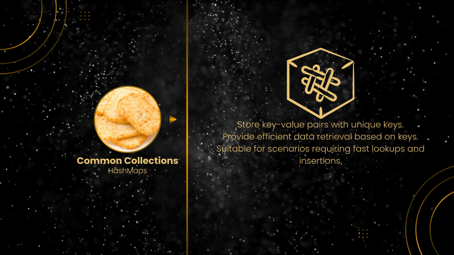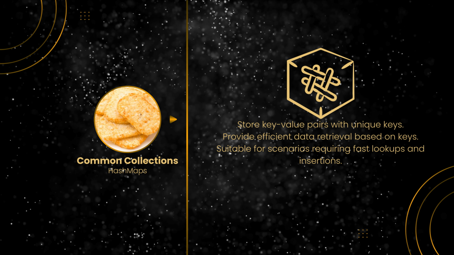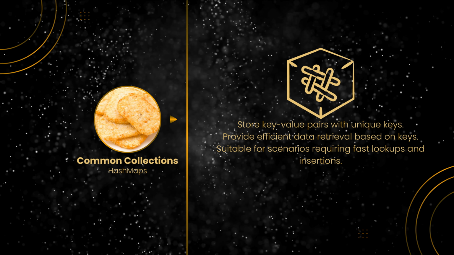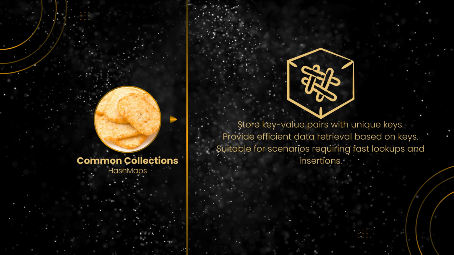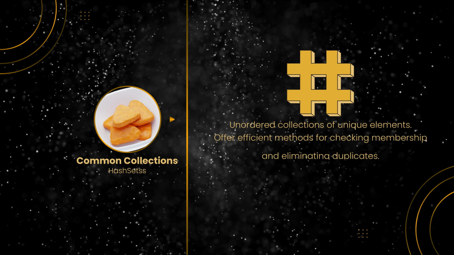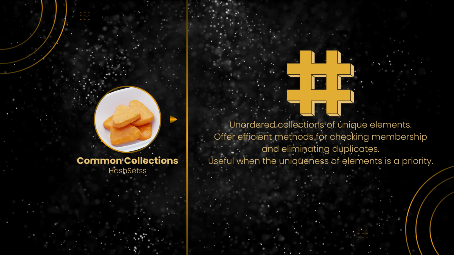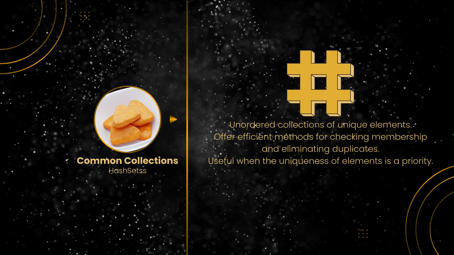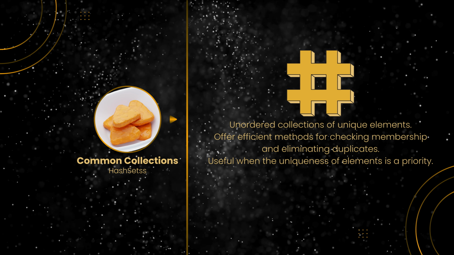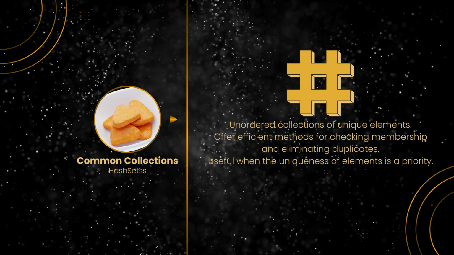Hash maps store key value pairs with unique keys. They provide efficient data retrieval based on those keys, and they're suitable for scenarios requiring fast lookups and insertions. Hash sets are unordered collections of unique elements and offer efficient methods for checking membership and eliminating duplicates. They're useful when the uniqueness of elements is a priority.